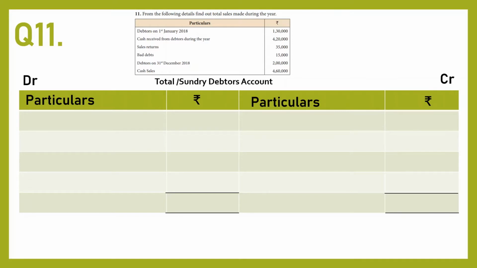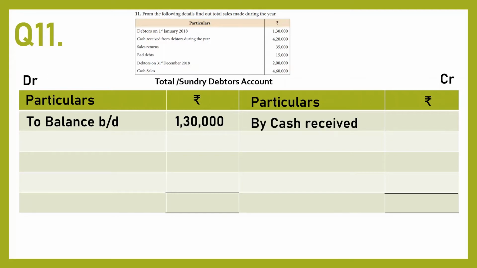So we will draw a standard account with all these details. We have the debit at the far left, and then credit at the far right, and then the particulars and the amounts. The first item is the balance brought down. The debtors on the opening date, 1st January 2018, is 1.3 lakhs, which is given in the problem. So that is what I am bringing here.